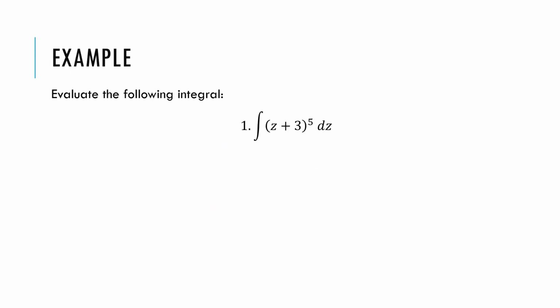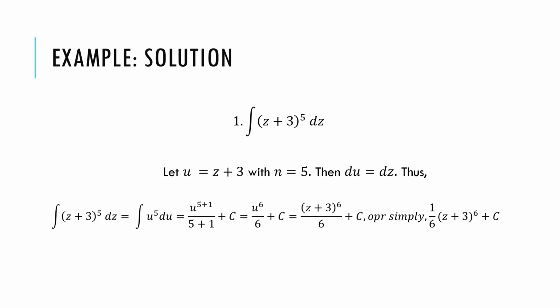So the indefinite integral of the fifth power of z plus 3 with respect to z. The solution of this is, our u is z plus 3 and our n, or our exponent, is 5. Our dz becomes du. So it becomes the indefinite integral of u raised to 5 with respect to u. It looks easier, and you can use the power rule right away.